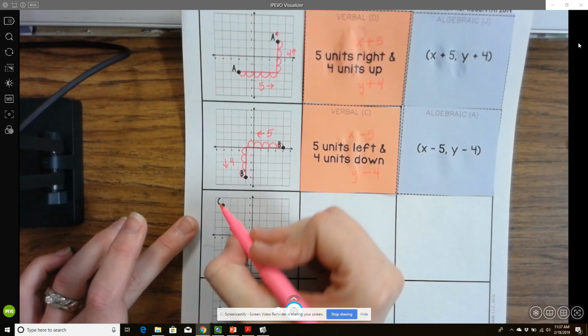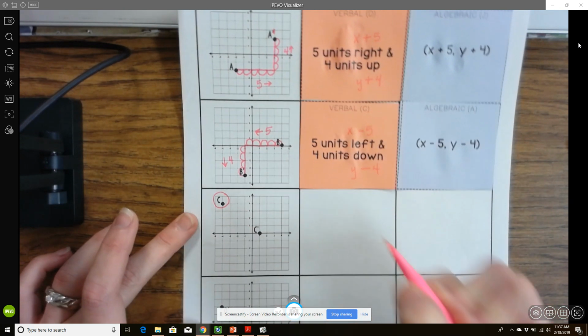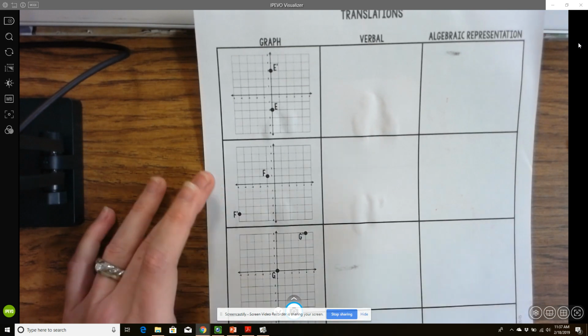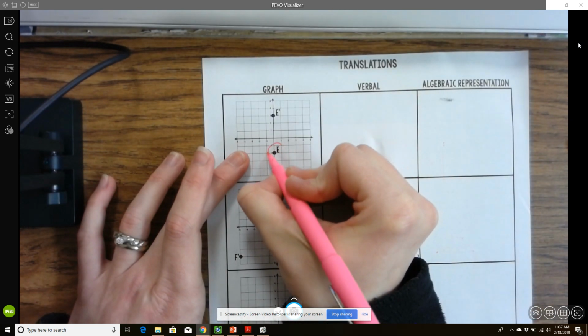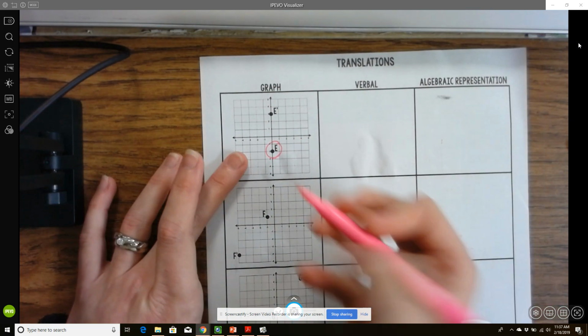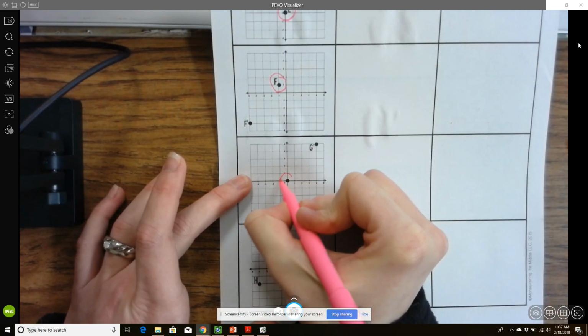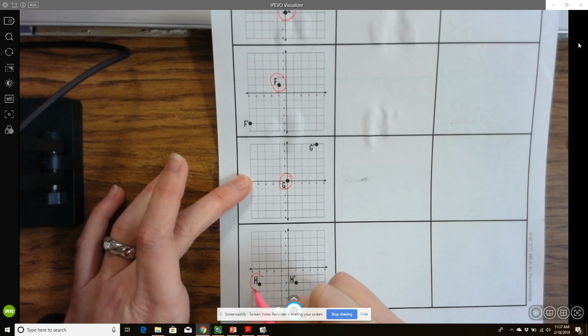Again, make sure that you always start at the original. So C would be the original. D is going to be the original. On the back side, E is going to be the original. F is your original. This G is your original, and then this H is your original.